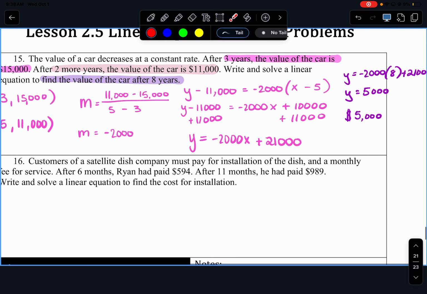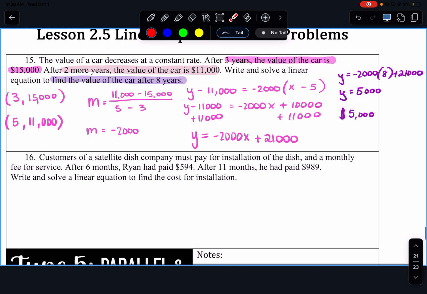Yes. Y minus 7,000. Negative. Oh, it's negative 2,000. Because it's depreciating, so it's going down 2,000. Because 11,000 minus 15,000 is negative 4,000 divided by 2. So that's negative 2,000.